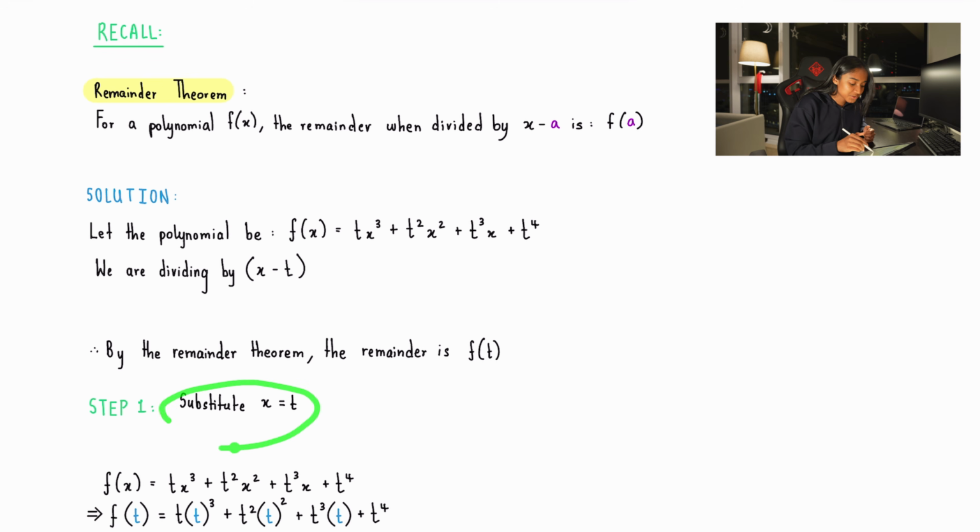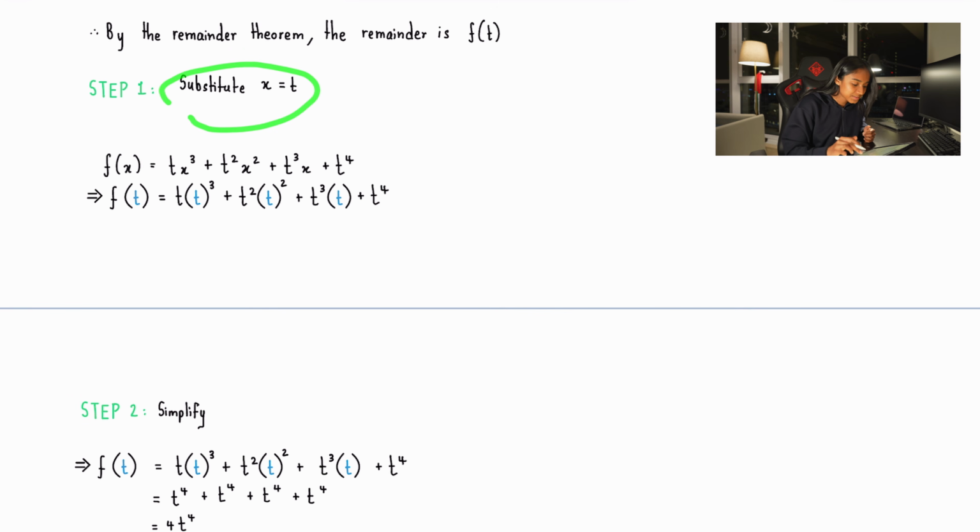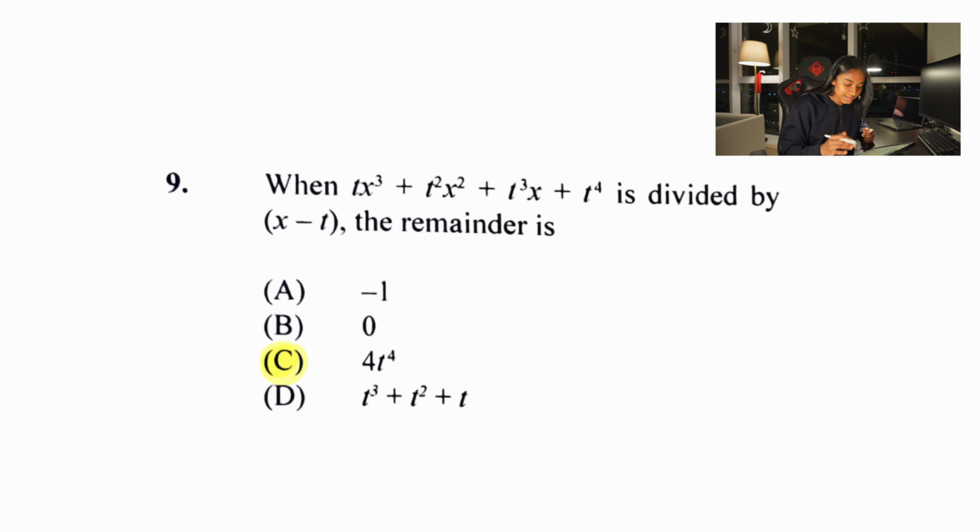When we substitute x is equal to t and simplify, we know this is t to the power 4 plus t to the power 4 plus t to the power 4 plus t to the power 4. So we have 1, 2, 3, 4 t to the power 4. We add all of them and get 4 t to the power 4. Is that an option? Yes, it is.